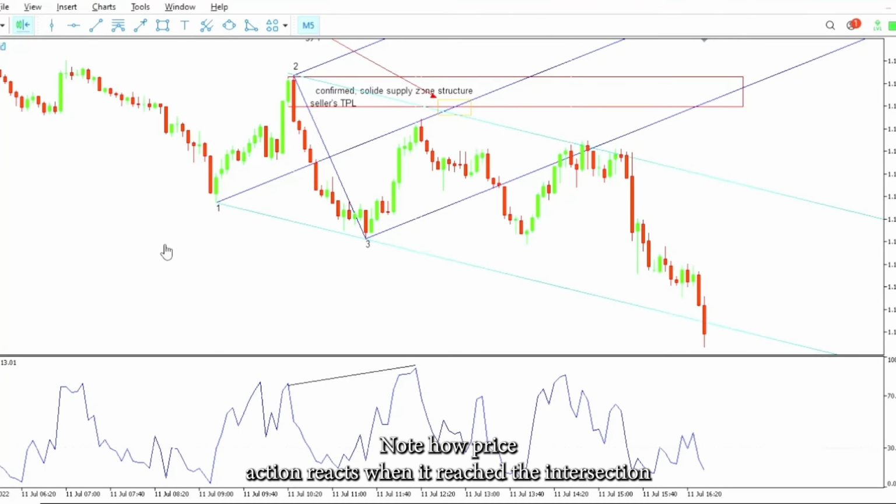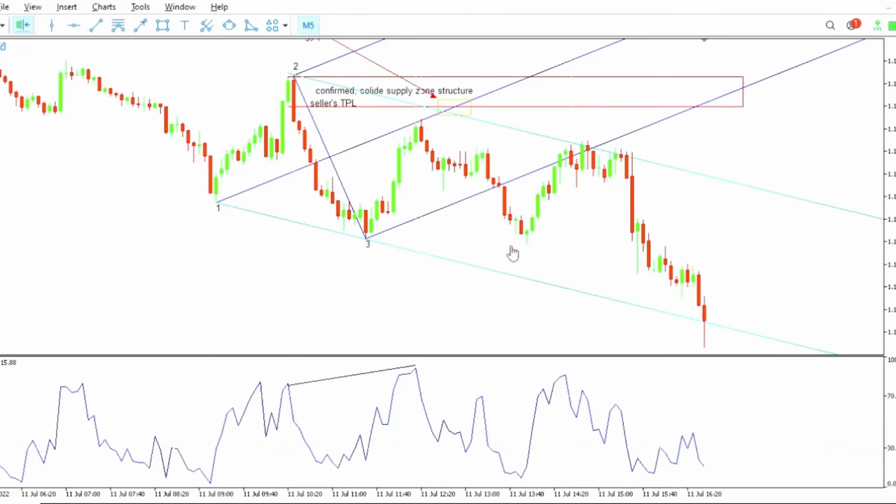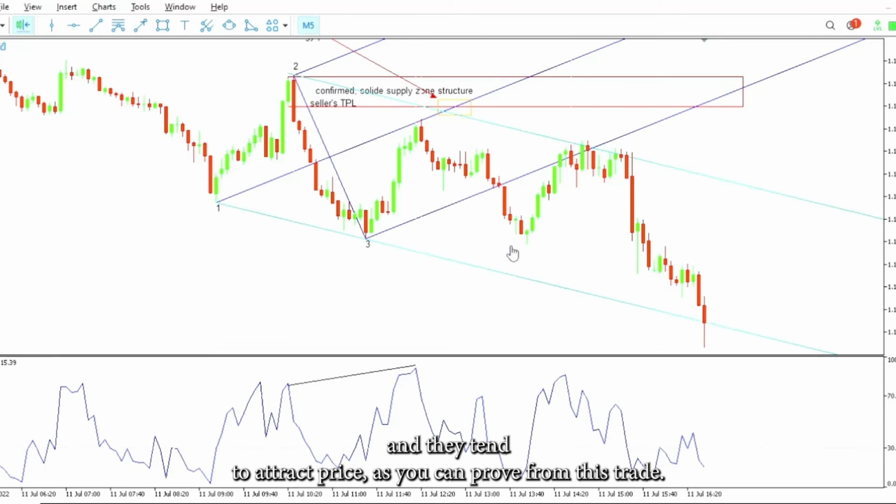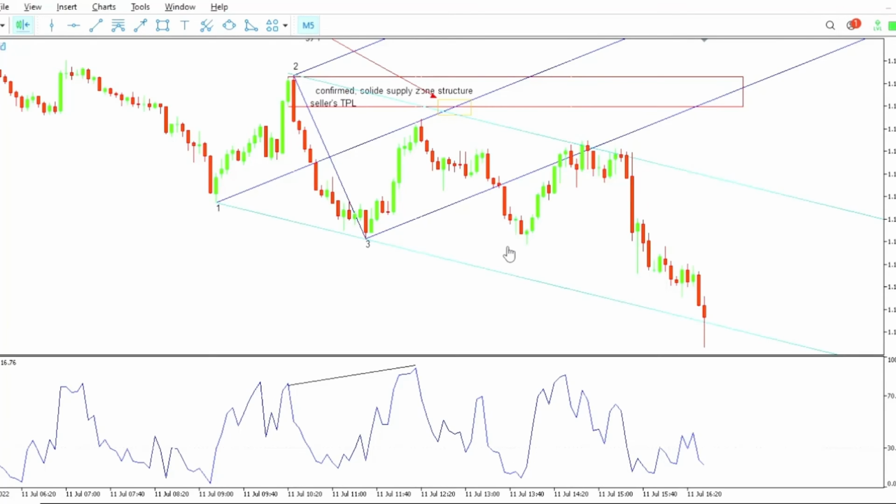Note how price action reacts when it reached the intersection between the lower pitchfork line and the extrapolated frequency line. Such intersections are called energy points, and they tend to attract price, as you can prove from this trade. Also, observe how many times price tested the extrapolated frequency line before taking off with very high volatility that cannot be even compared to any other in the chart.